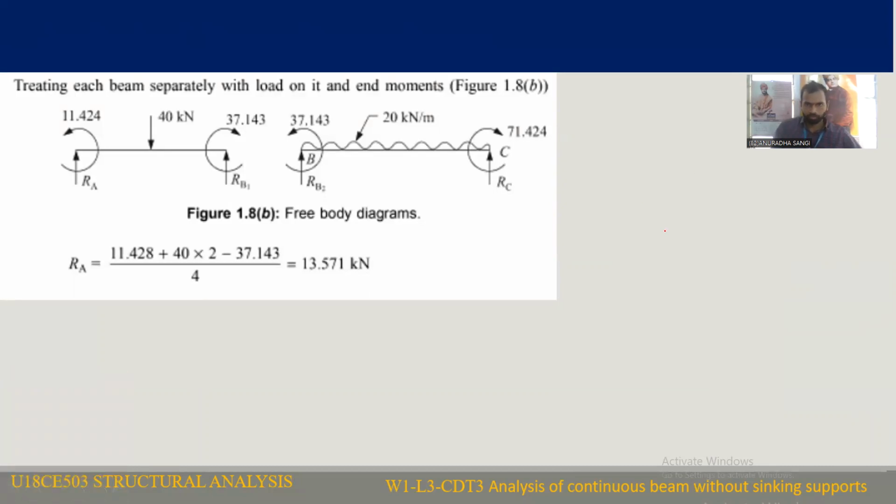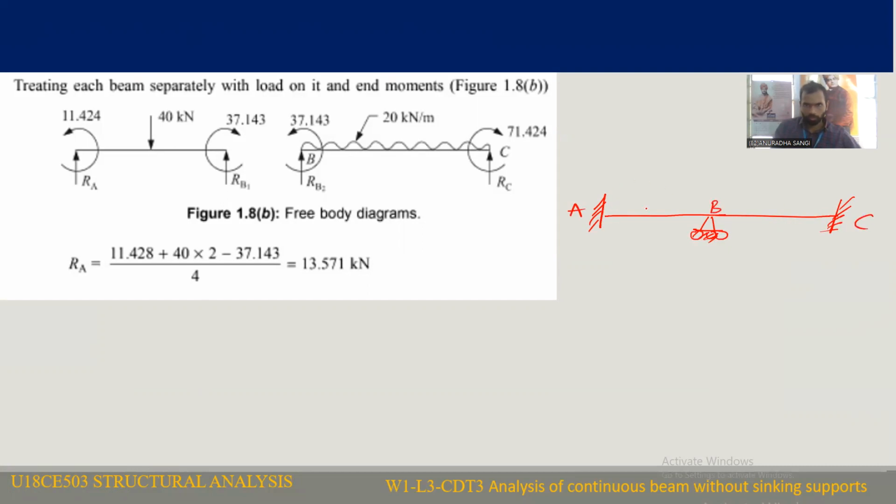So I want to draw the actual structure here. This is a roller support and it is a fixed one. This is a roller one. This is support A, this is B, and this is C.